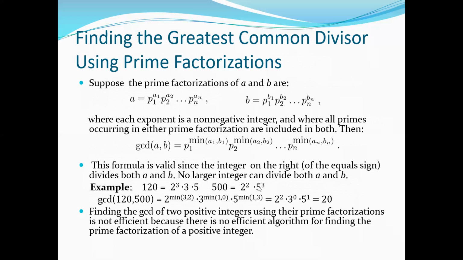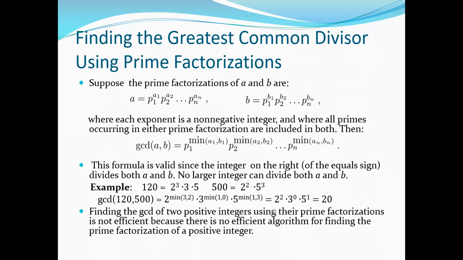So we have 3 here, but the exponent is 0. Therefore, between 1 and 0, the minimum is 0. And then for 5, the exponent here is 1 and there it is 3. Between 1 and 3, the smallest is 1. So these are the minimum exponents of the prime factors of the two given numbers: 2 squared, 3 to the 0, and 5 raised to 1.